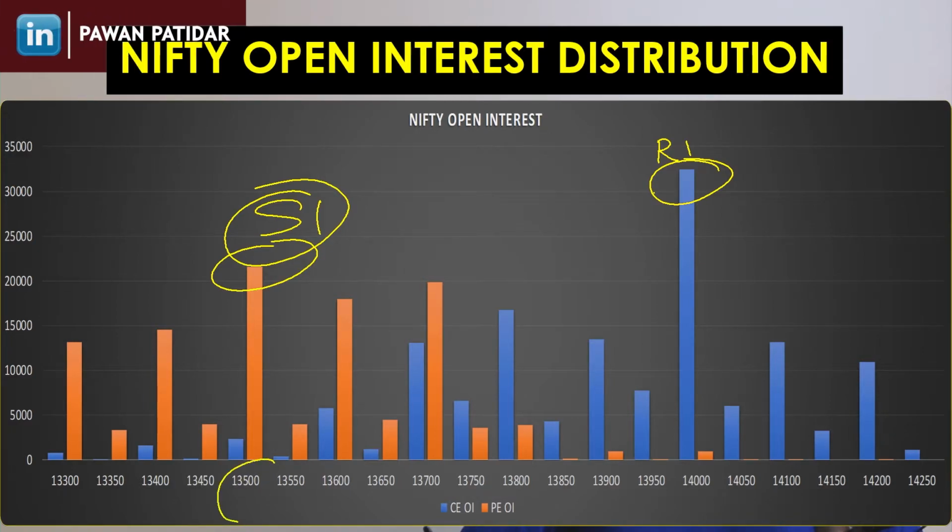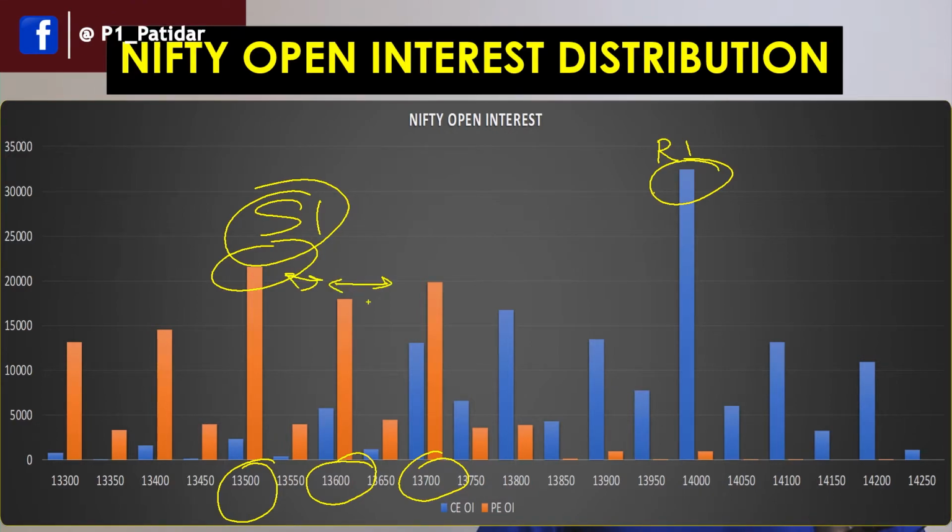Many people are putting their bet that 13,500 will be the support, and they are also expecting that 13,600 can also be the support, or 13,700 also can be support, because this open interest contract difference is less. If the difference is less, it means this support might move up. So definitely it is indicating that Nifty will move up only, but it will be below 14,000.